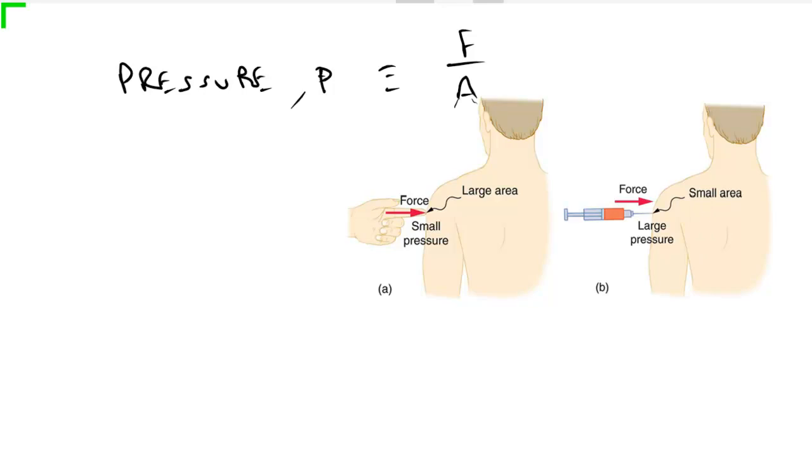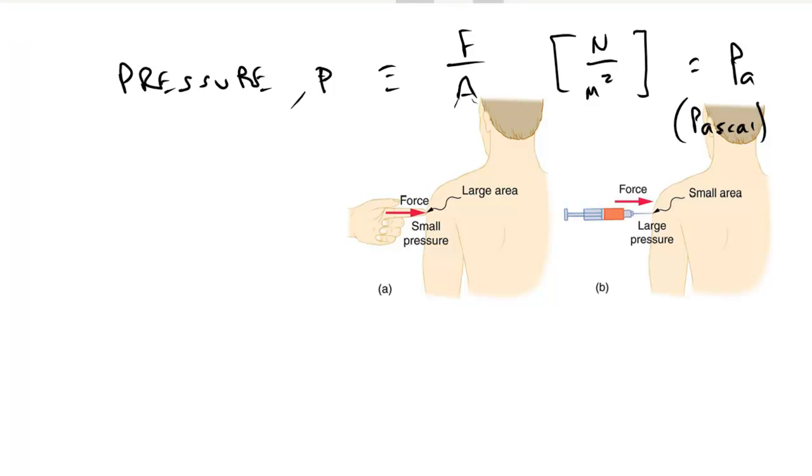The SI units of force are newtons, SI units of area are meters squared, so it's newtons per meter squared, which is the same thing as a Pascal, Pa. Pa is short for Pascal, P-A-S-C-A-L.